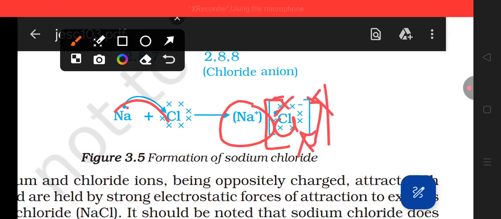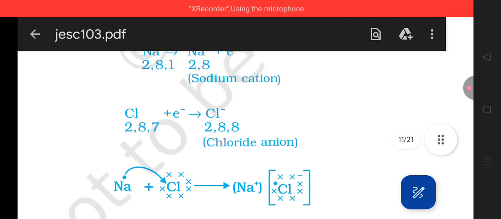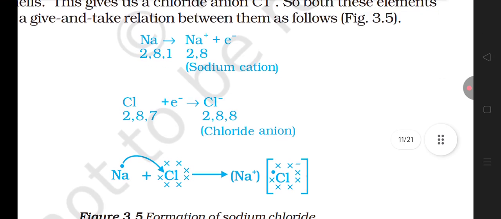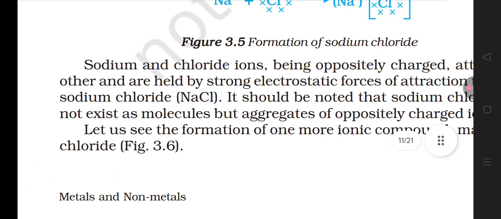What is cross, cross, cross? These are the electrons, okay, in the outermost shell. So like this you have to write in the examination. And this question comes up, I think, for 4 marks or 3, it comes every year. So you have to do this ionic bonding very nicely. And this is very easy.